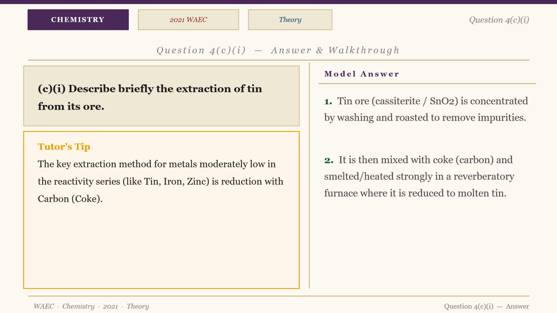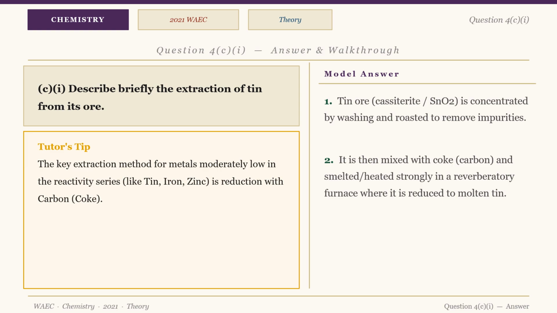So oxygen is given off. So the key extraction method for metals moderately low in the reactivity series, like tin, is reduction with carbon, while those above use electrolysis. Don't forget.